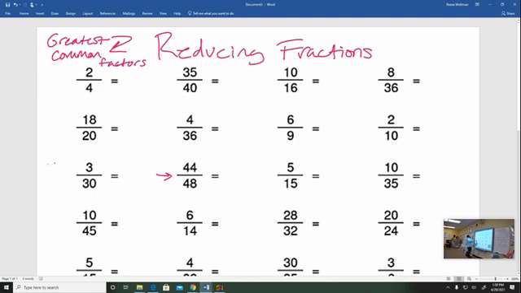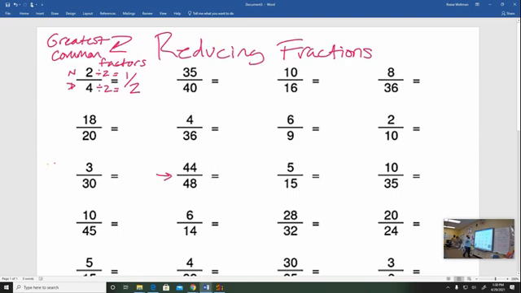Okay? So 2/4. Now this one, for a lot of you, is going to look easy. This is probably the easiest one on this page because 2 is half of 4. Now anytime you have a numerator that is half of your denominator, then your smallest, your most reduced equivalent fraction is going to be 1/2. And there's another way to tell that too, because 2 divided by 2 equals 1, 4 divided by 2 equals 2.